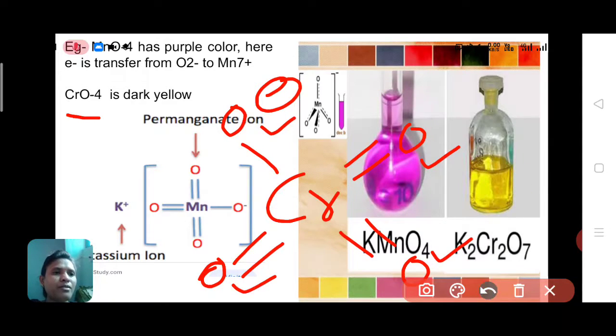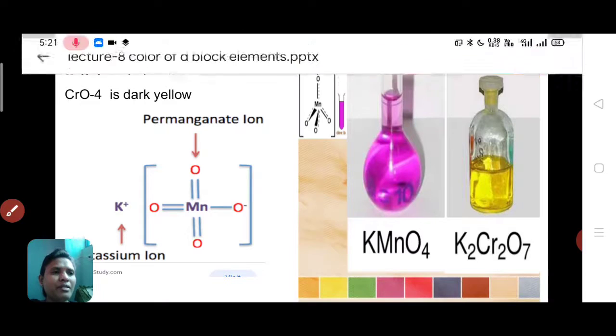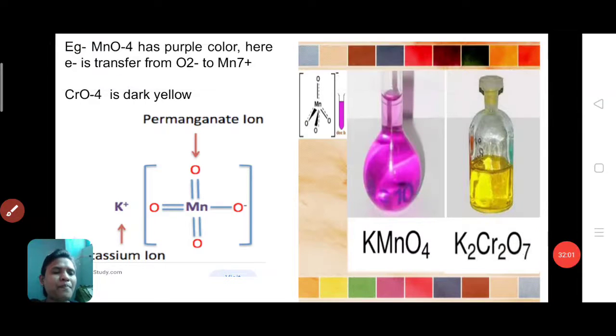So this is an example of charge transfer transition, or the mechanism of charge transfer transitions. I hope you have understood the different colors of transition elements, and why transition elements are present in different types of color. They show variation in colors. This variation in colors depends on their oxidation states.